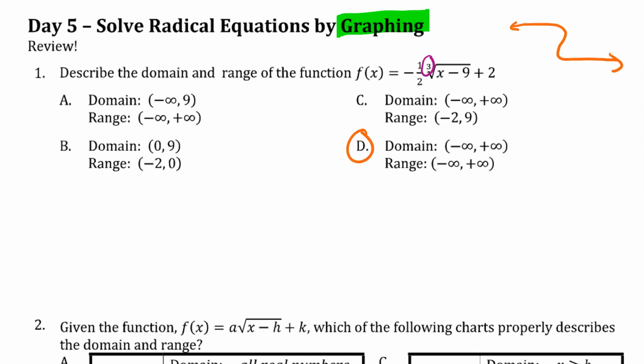So just by knowing the shape of a cube root graph, I was able to find the domain and range. Now, I know that this one has a negative coefficient in the front, which flips it, and I drew a little shape right here just to remind myself. So those x's are getting bigger and smaller. They're going towards positive and negative infinity, and so are the y's. So that's going to be an all real number situation, which is answer choice D.